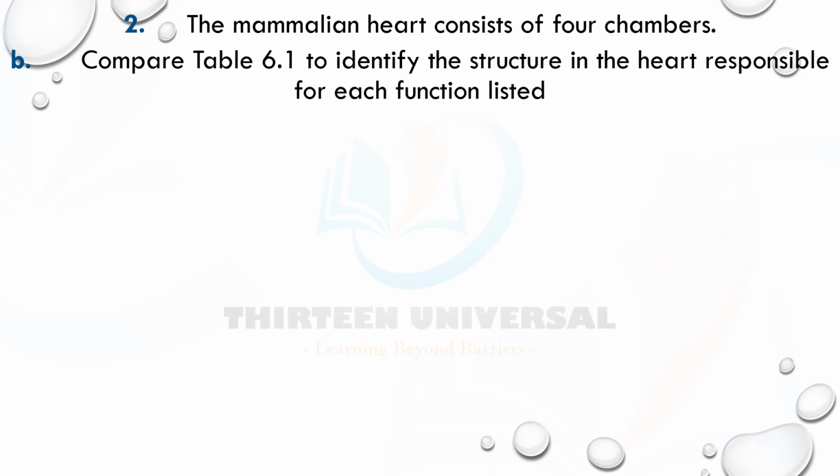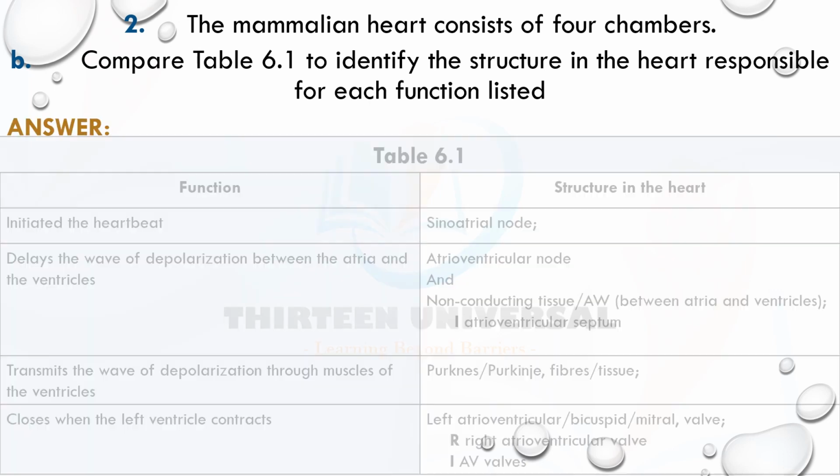Which structure is the pacemaker that initiates the heartbeat, stimulating the heart muscles to contract by releasing electrical impulses or waves of excitation? Write it down. The second question: which structure delays the electrical impulses from the atria from moving into the ventricles momentarily? The third one: which structure carries electrical impulses across the walls of the ventricles? What is it called? All right, so look at the table here.